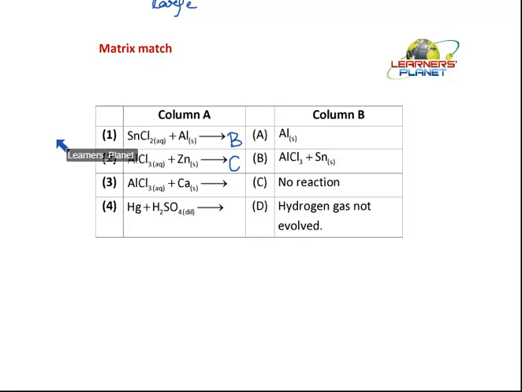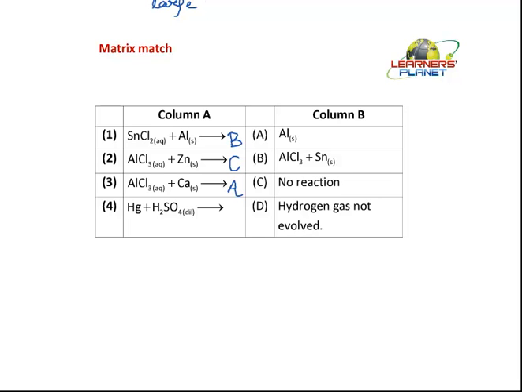Now in our third option, aluminium chloride plus calcium solid. In this case, which is more reactive, aluminium or calcium? Calcium. So calcium is going to displace aluminium from its salt solution. And what will be the product formed? Aluminium solid and CaCl2. So the answer would be A.